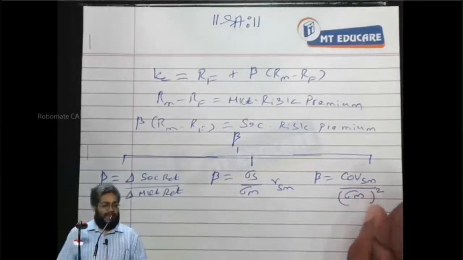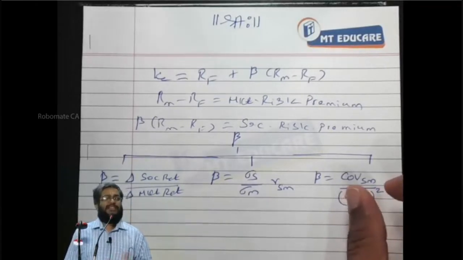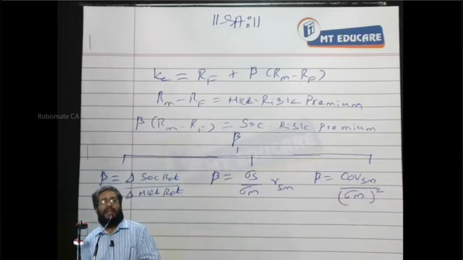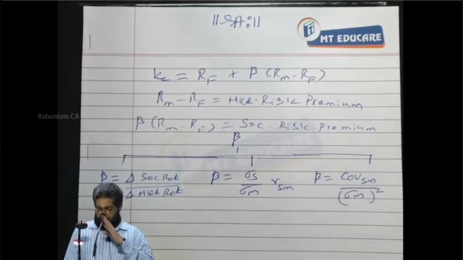Next point, D or E? E. Stocks in the market. The stocks are securities you mean, okay? Stocks in the market can be classified into 3 types.